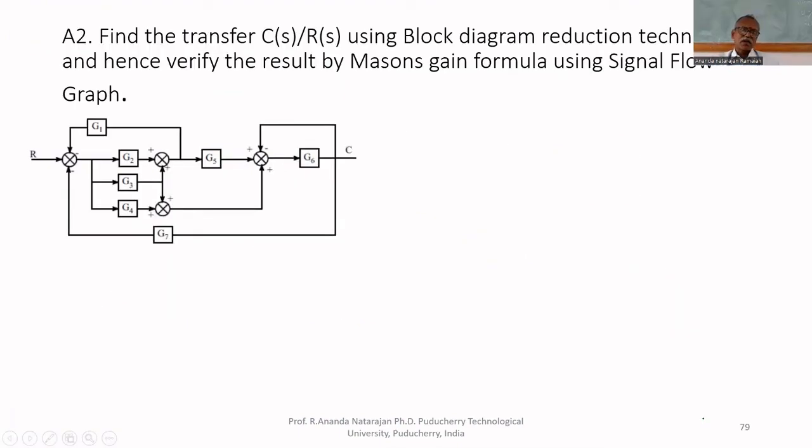Second sum part. Find the transfer function C of S upon R of S using block diagram reduction technique. Hence, verify the result by Mason's gain formula using signal flow graph.